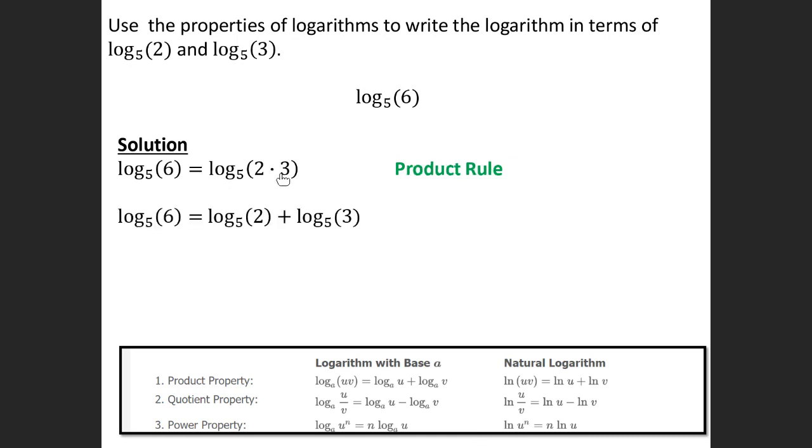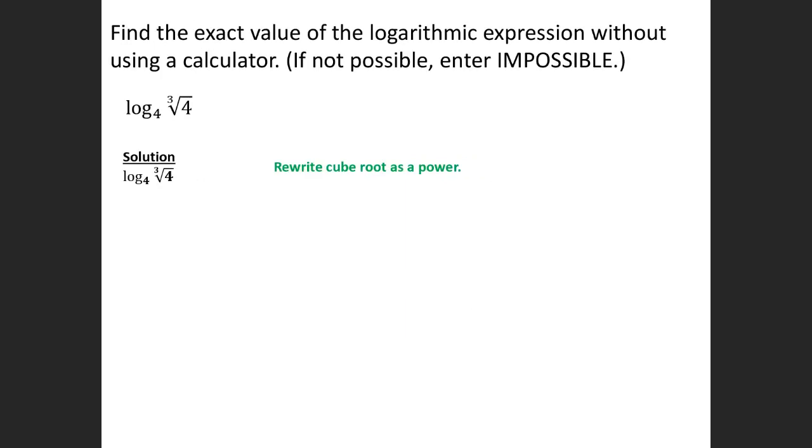And so since the product rule tells me that I can separate these as addition, then I would be left with log 5.2 plus log 5.3. Okay, so let's go to the next one.